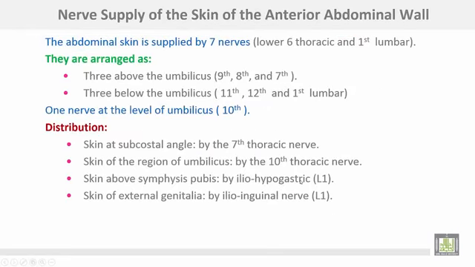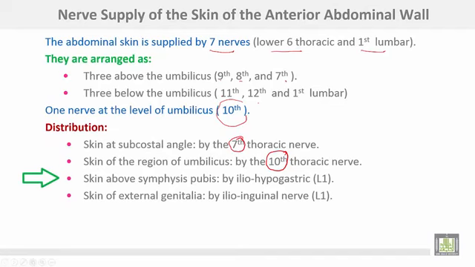Now, about the nerve supply: the abdominal skin is supplied by 7 nerves, the lower 6 thoracic nerves and the first lumbar. They are arranged as 3 above the umbilicus, 3 below the umbilicus, and the 10th for the region of the umbilicus. Above the umbilicus, 9th, 8th, and 7th. Below the umbilicus, 11th, 12th, and the first lumbar nerve. The skin at the subcostal region, 7th thoracic nerve. The skin of the region of the umbilicus, 10th thoracic nerve.